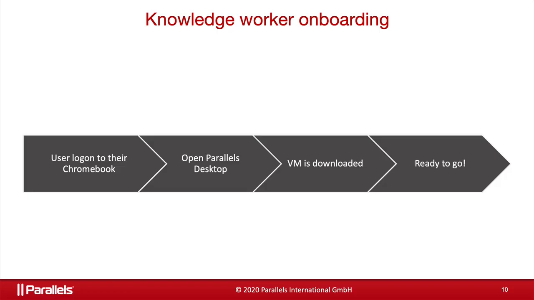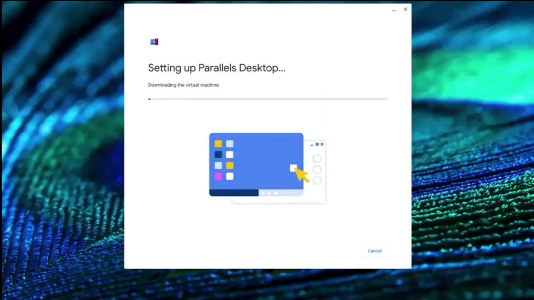So, the user will log in to the Chromebook. He or she will open Parallels Desktop, the VM is downloaded, and then we'll be ready to go. So let's take a look. We'll be opening Parallels Desktop. This was quite fast. The image will be downloaded, which means it can be downloaded on-prem or from the internet. Once the configuration is completed, the VM will be launched and ready to go.